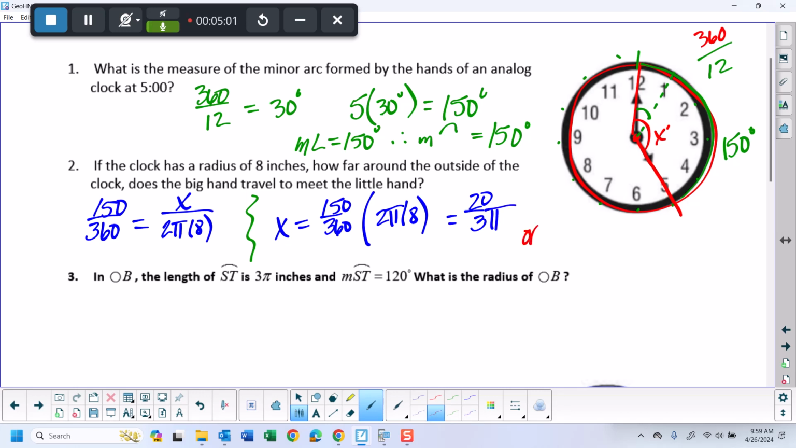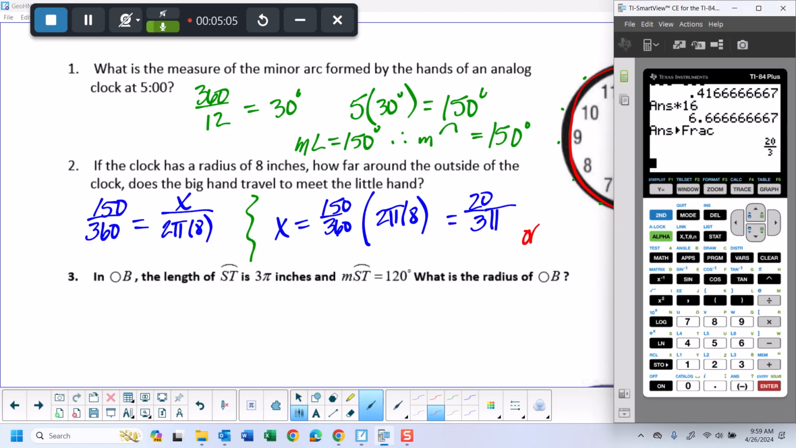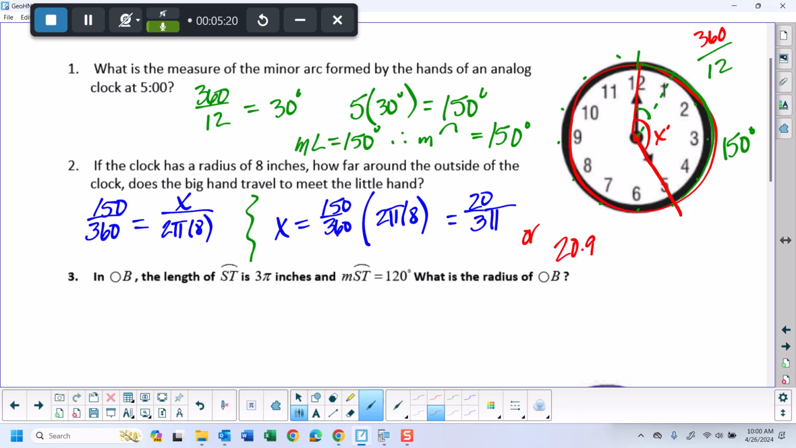Or if they want us to give it to them rounded to the nearest hundredth, I can multiply that value by pi and say that that distance is about 20.94 inches. Sound okay? Thumbs up if you got it. Awesome. All right, problem 3.